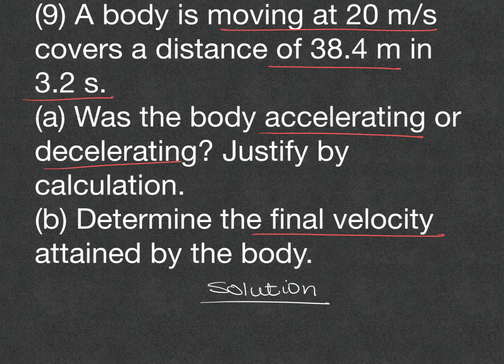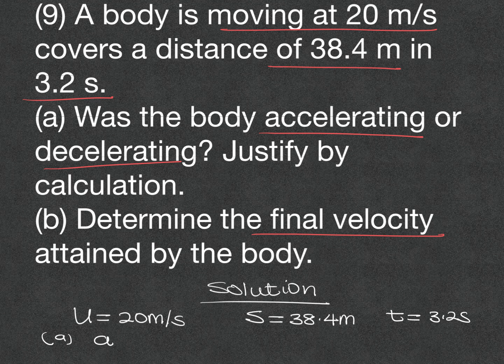The body is moving at 20 meters per second, which means the initial velocity u is equal to 20 meters per second. The distance traveled s is equal to 38.4 meters, and the time traveled is 3.2 seconds. So question A is asking us, is the body accelerating or decelerating? And question B is asking us to find the final velocity v.